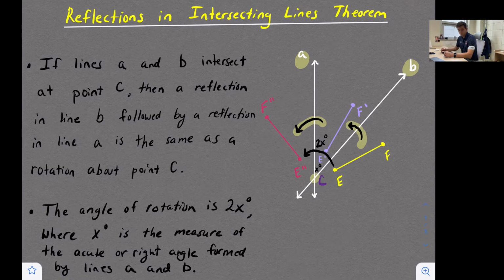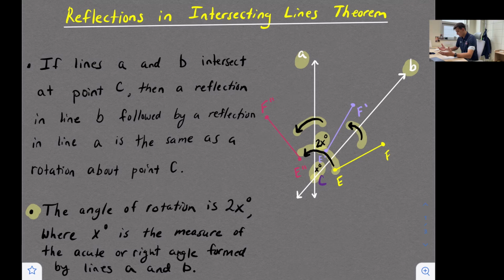And there's a relationship between the angle measure that's formed between the intersecting lines and the angle of rotation that we use to perform this rotation. That's what it says down here at the bottom. It says the angle of rotation is 2x degrees, where x is the measure of the acute or right angle formed by lines A and B. So this intersection down here, which causes this angle x degrees, whatever the measure of that angle is, the angle of rotation will be twice that measure, okay?